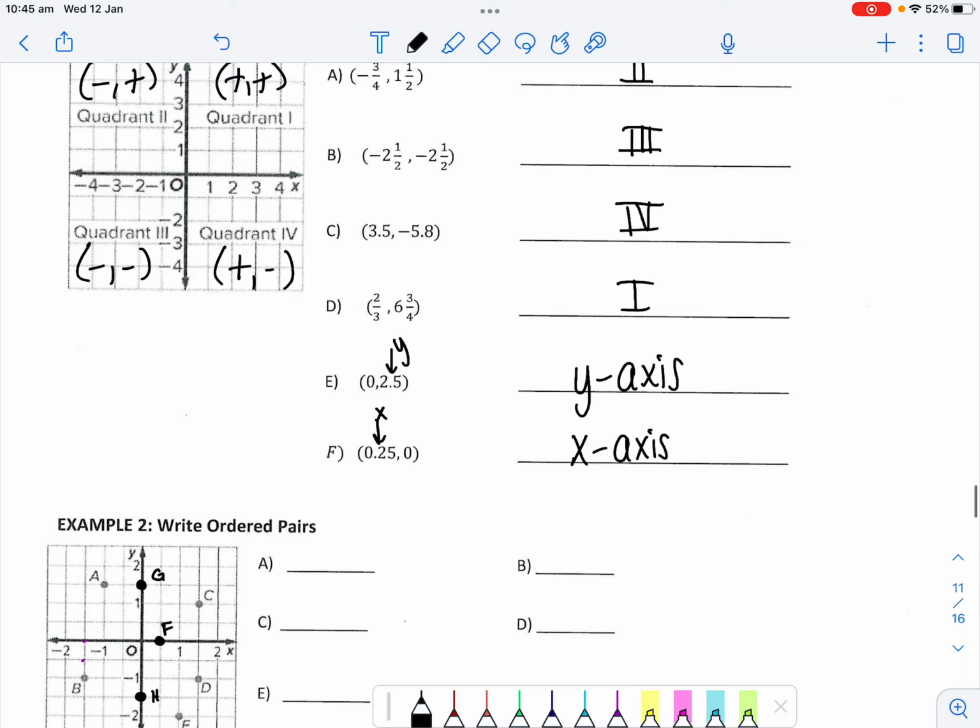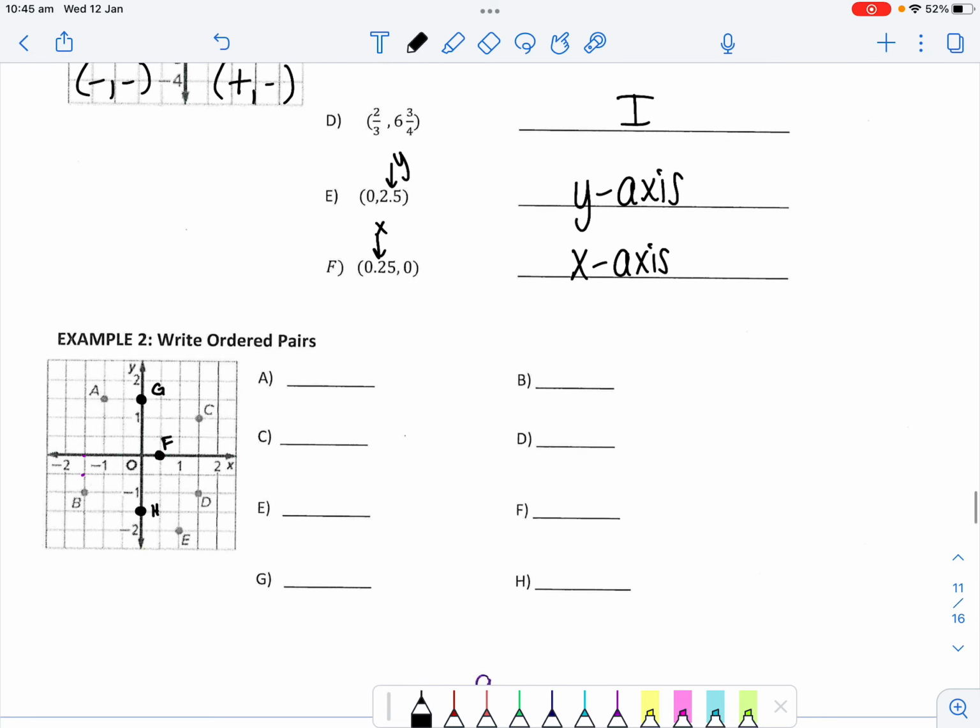Example number 2, we're going to be writing ordered pairs, and I had to add F, G, and H after the fact because we wanted some that were on the axes. So making sure that we're paying attention to the scale of the graph. If you'll notice, every other one is 1. So when I'm counting these boxes, I want to be careful of that. So for point A, I'm at negative 1. So I went to the right, negative 1, and then up to 1.5. You could also write this as negative 1, 1 1/2. I don't have a preference either way.